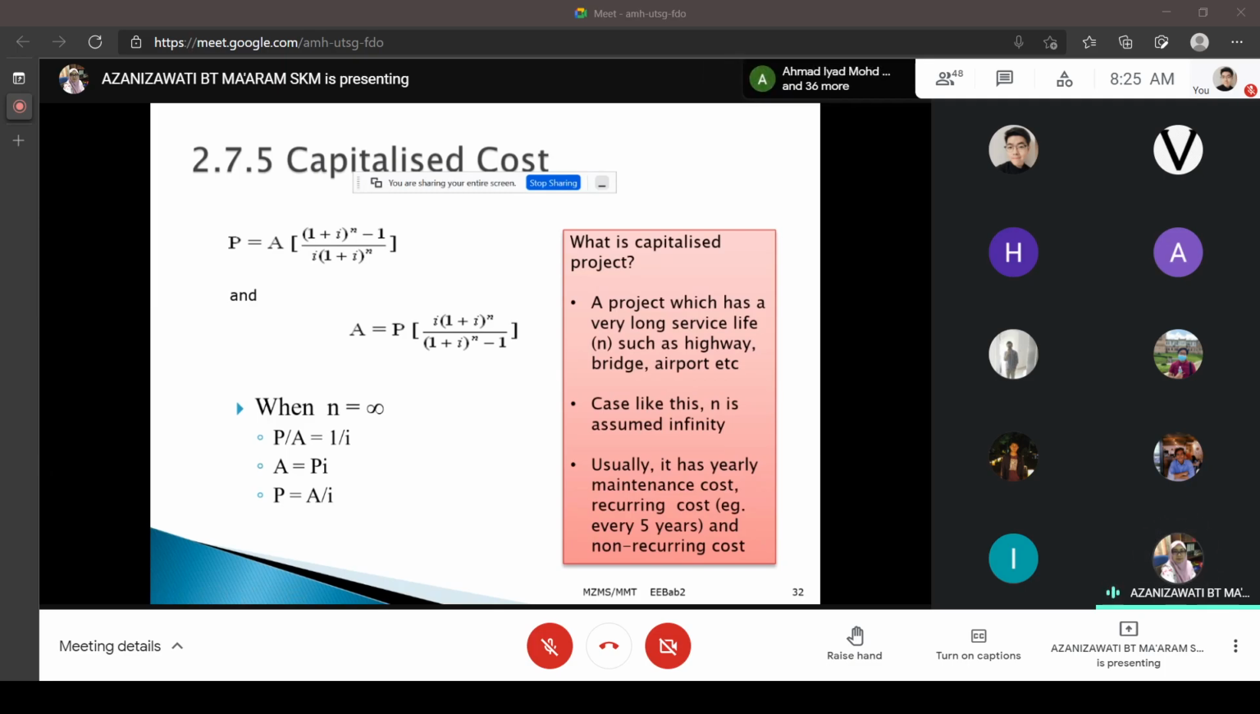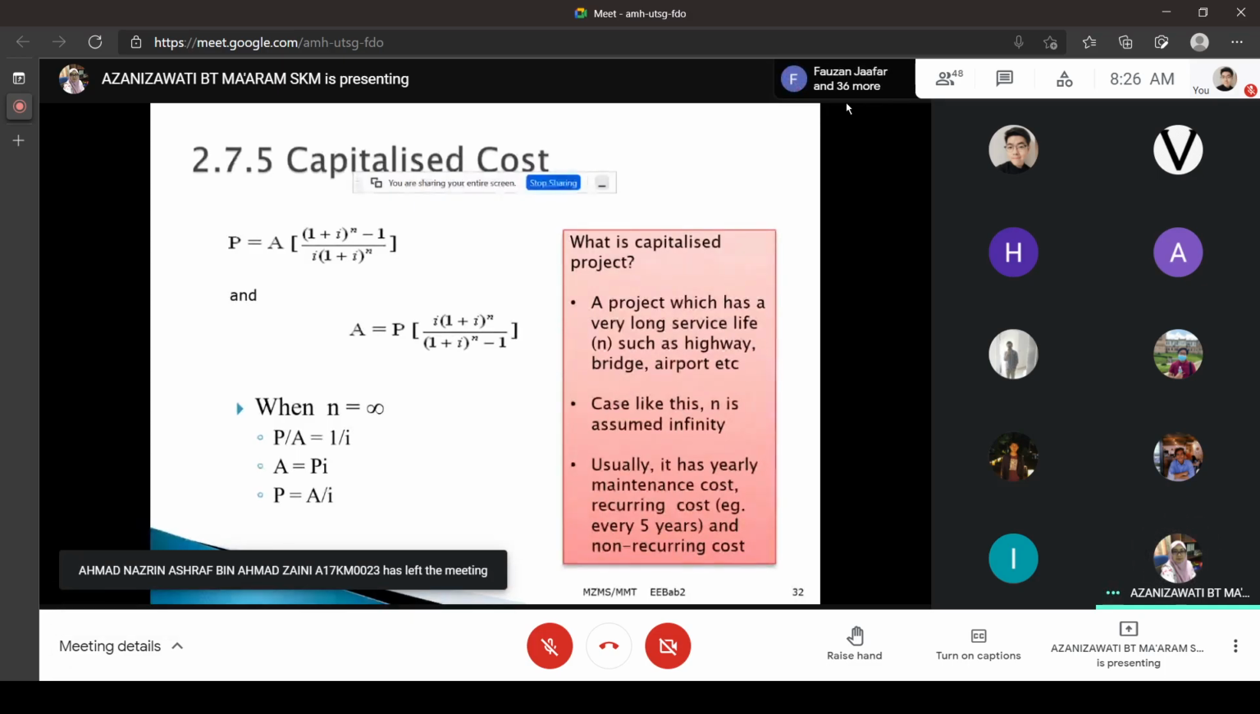Okay, next, capitalized cost. What is the capitalized cost? Capitalized cost is for a project with a very long service life, such as highway, bridge, and airport, including the HSR. So when they calculate the HSR value, whether it is worth investing or not, they will use this method, capitalized cost. In a case like this, N is assumed infinity, for example, a highway.